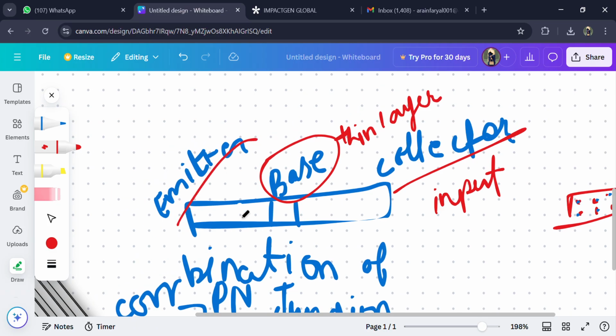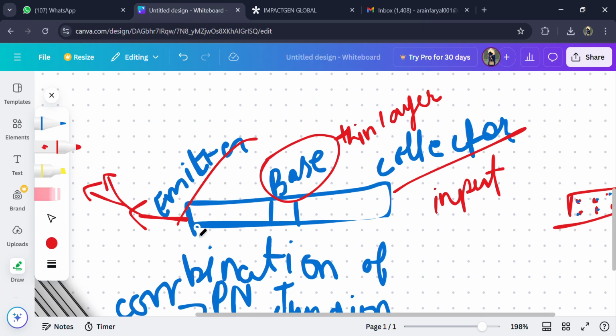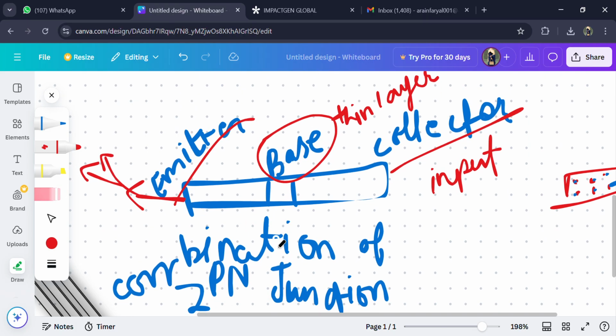Then we do have the emitter. I explained that the emitter is not a device, it is a part of the transistor which deals with the flow of current. From here the electrons are actually going out of the transistor. So the emitter is the place which is letting the electrons move outside the transistor. So this was the basic formation of the transistor, and I hope this video was helpful for you.